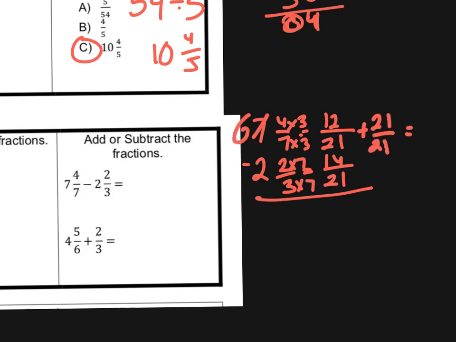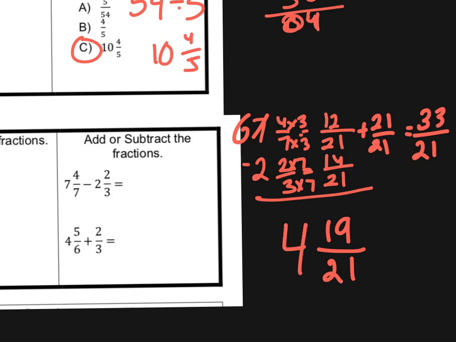So now we have 33, I believe, over 21. Now it will be 33 minus 14. That will give us 19 over 21. And now 6 minus 2, which is 4. And this cannot be simplified. So it'll be 4 and 19/21 for the top part.